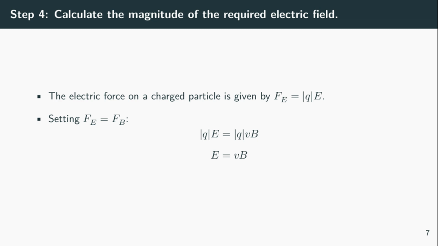The electric force on a charged particle is given by Fe equals the absolute value of Q times E, where E is the magnitude of the electric field. Setting the electric force magnitude equal to the magnetic force magnitude, as required for no deflection, we have the absolute value of Q times E equals the absolute value of Q times V times B. Since the absolute value of Q is not 0, we can cancel it from both sides, giving us a simple relationship: E equals V times B.